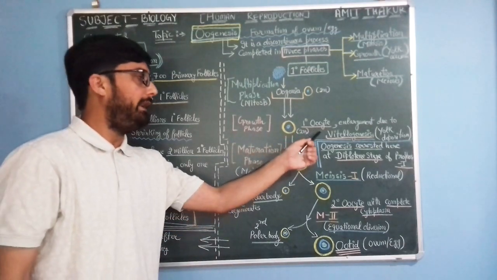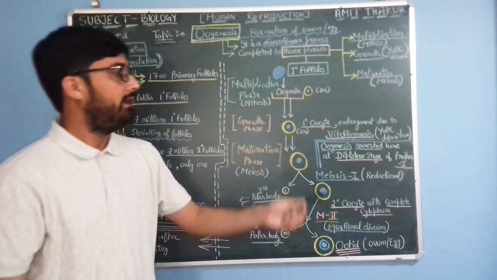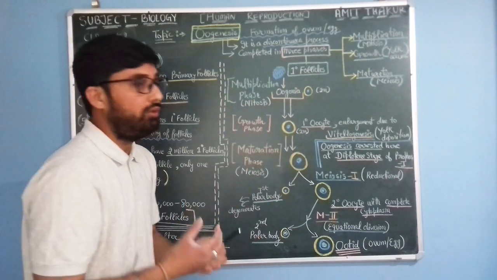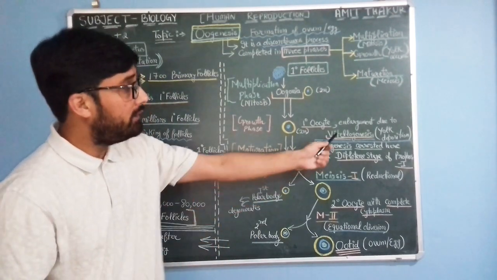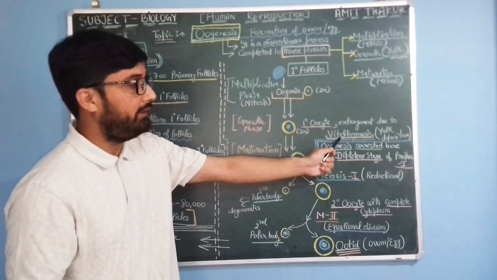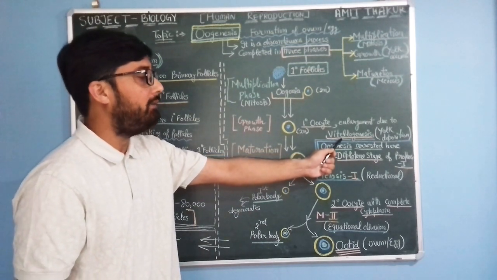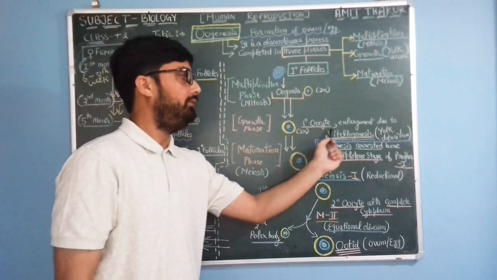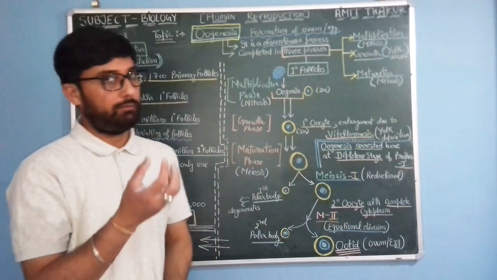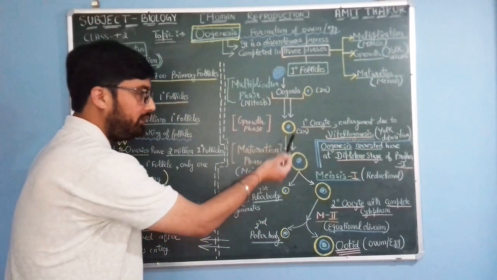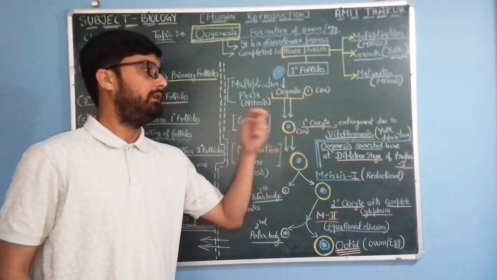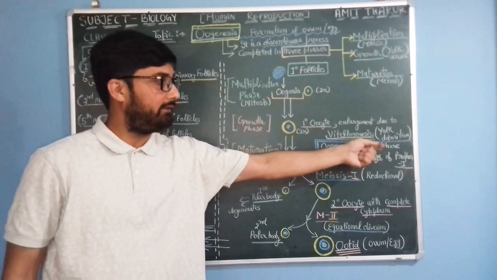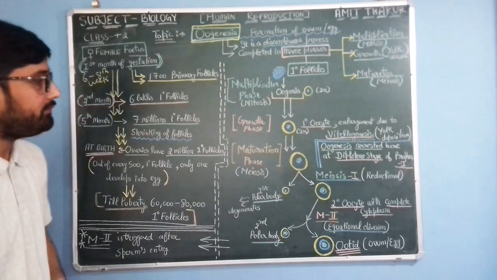This primary oocyte, which is diploid, would undergo enlargement or growth, which is due to vitellogenesis. What is vitellogenesis? Yolk deposition. So this growth in primary oocyte due to vitellogenesis means yolk deposition.